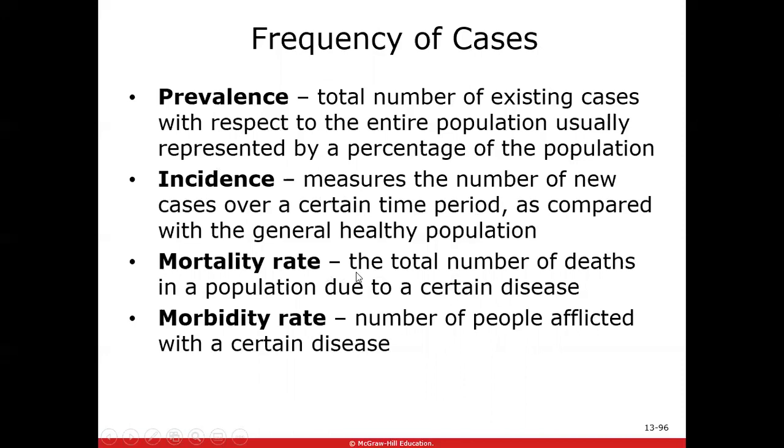Mortality rate is the total number of deaths. Morbidity rate is the total number of people afflicted with a certain disease. So you look at mortality and morbidity rates: how many people are affected and how many people actually died from it.